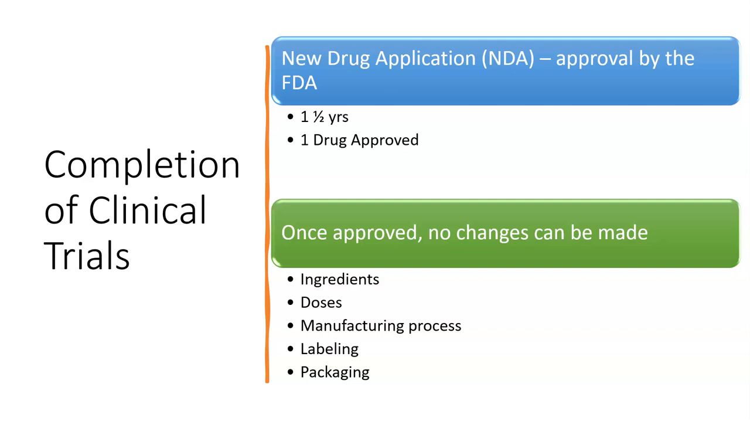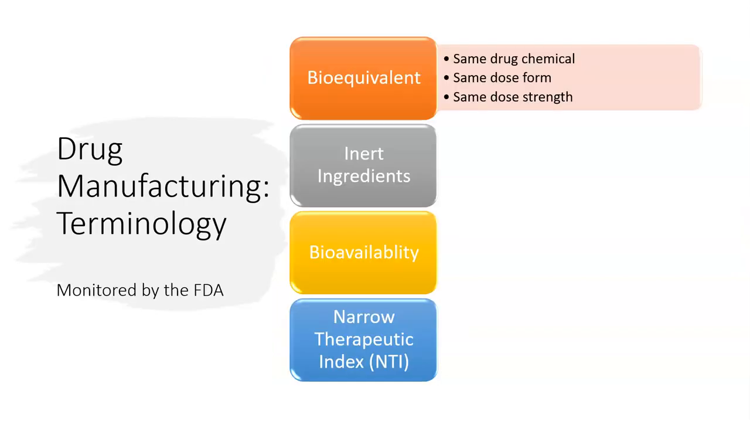Now, once a drug has been approved, the manufacturer can't make changes without coming back and doing more trials. So it's going to list the ingredients, the dosing, the processing of manufacturing, how the drug will be labeled, and how it will be packaged. It doesn't need to be protected from light, things like that. Some terminology with manufacturing.